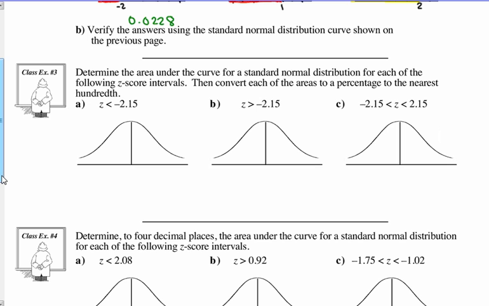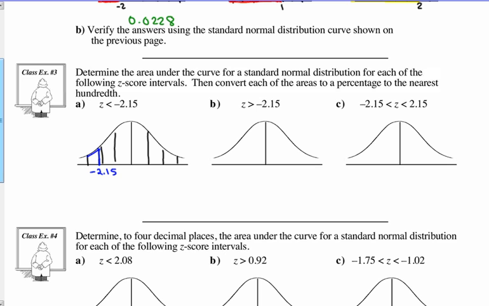So determine the area under the curve for a standard normal distribution for each of the following z-score intervals. Then convert each of the areas to a percent to the nearest hundredth. So let's draw in again our 3 bars left and right. And then we'll put in our z-score. So our z-score we want is -2.15. So if this is -1 here, -2, -2.15 would be to the left of -2. So that's our z-score of -2.15.